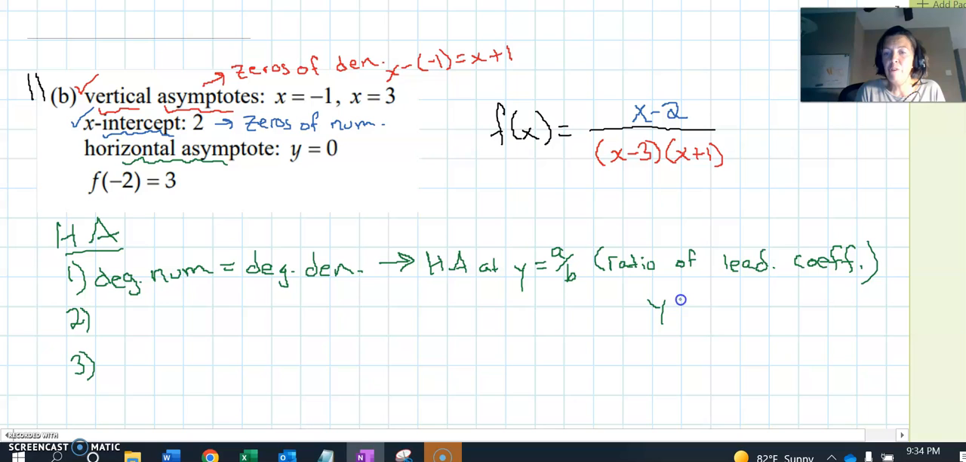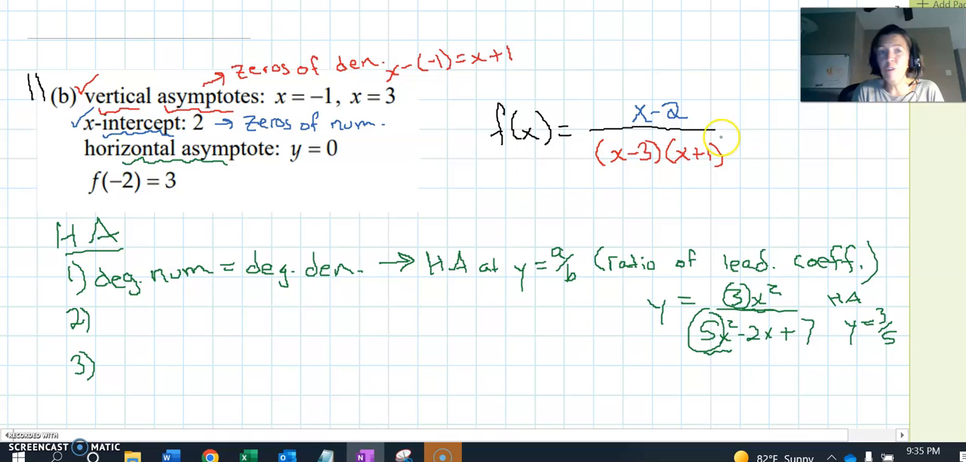As a quick example, if you had y equals 3x squared over 5x squared minus 2x plus 7, then this would have a horizontal asymptote at y equals 3 over 5. You would look for the highest powers of x on the top and bottom, and take those coefficients.